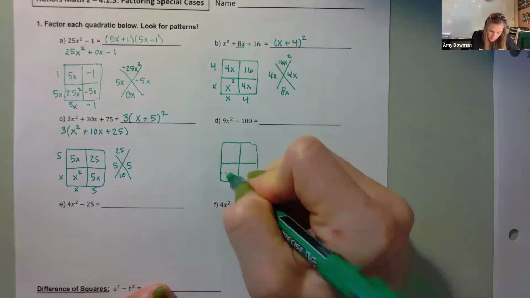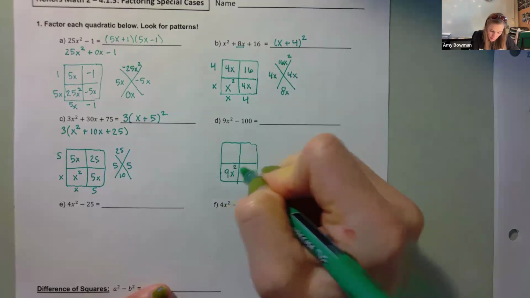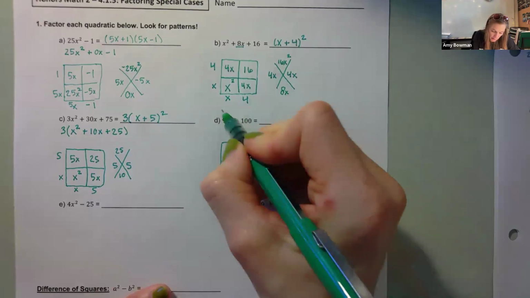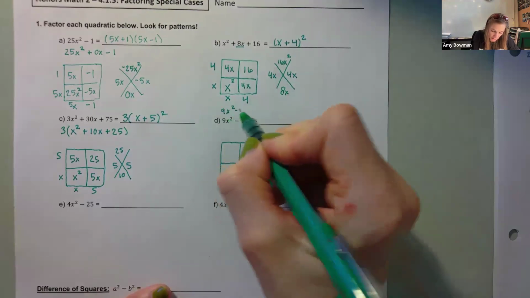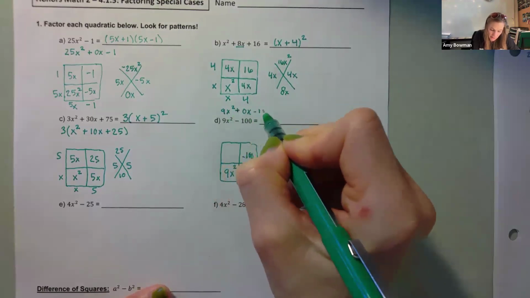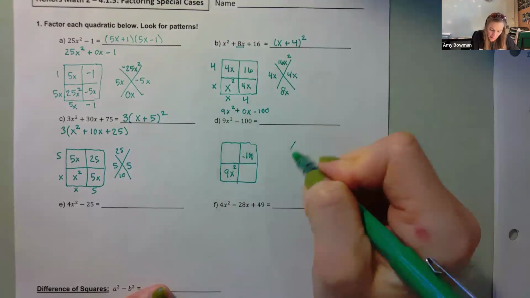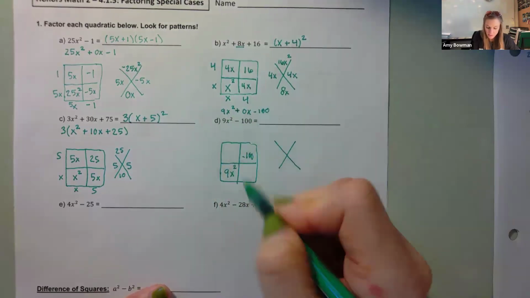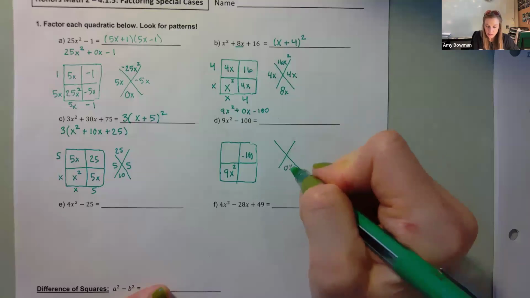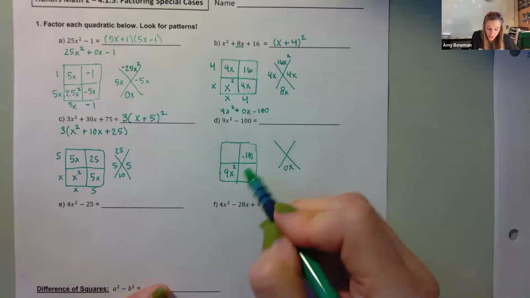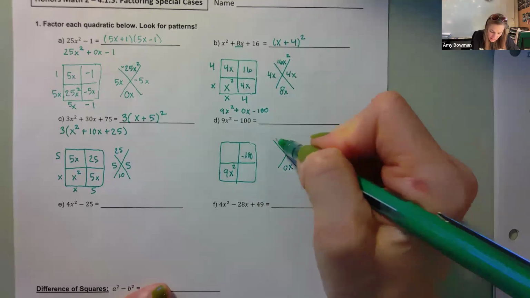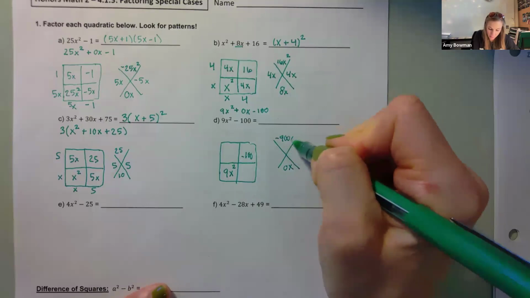So we've got 9x squared down here and negative 100 here. Don't forget that there is a missing x term. So if it helps, rewrite this as 9x squared plus 0x minus 100. So we know that our two missing terms technically need to add to 0x, but they need to have the product of 9x squared times negative 100. So that is negative 900x squared.